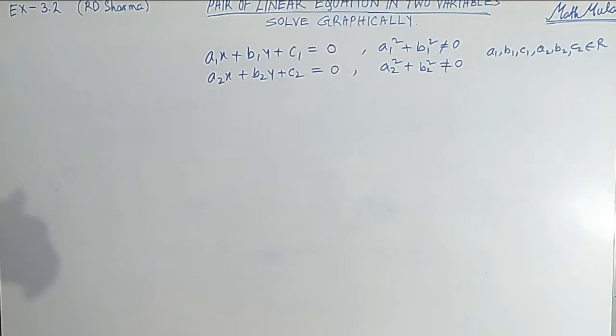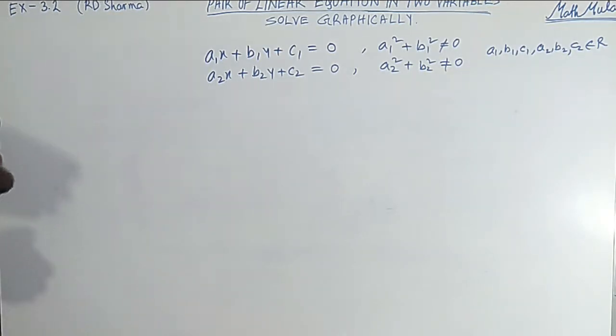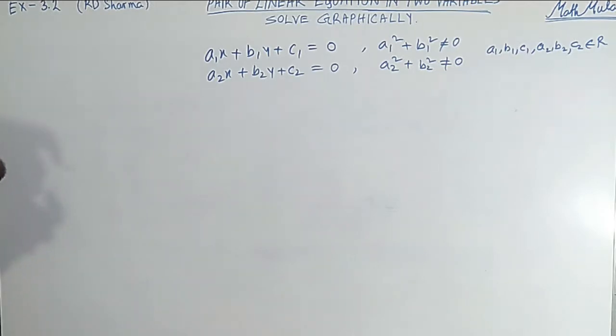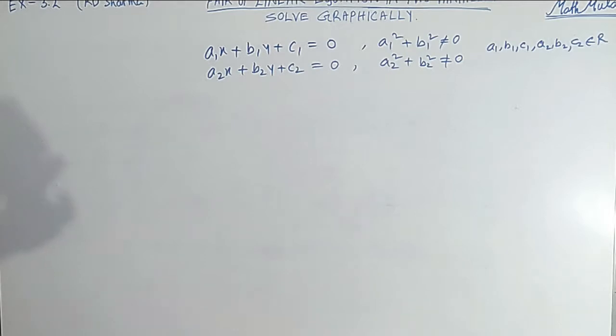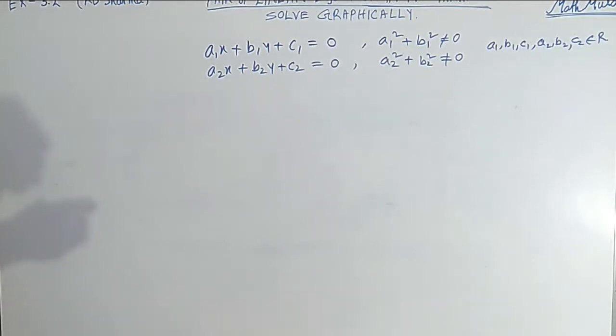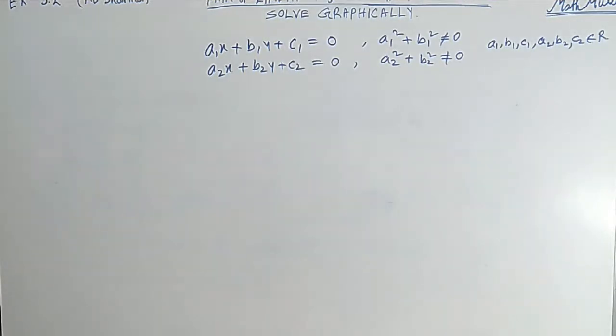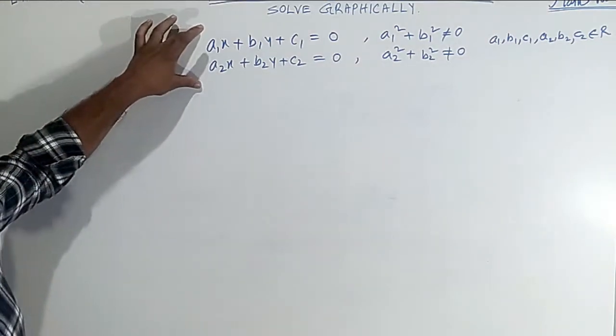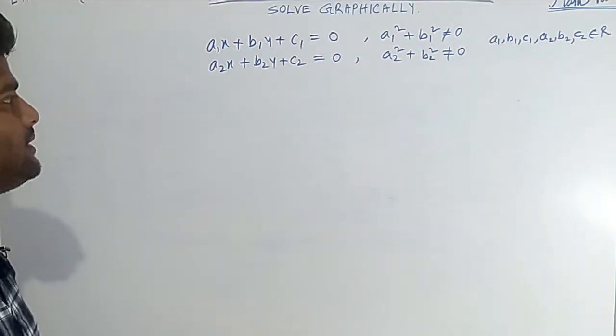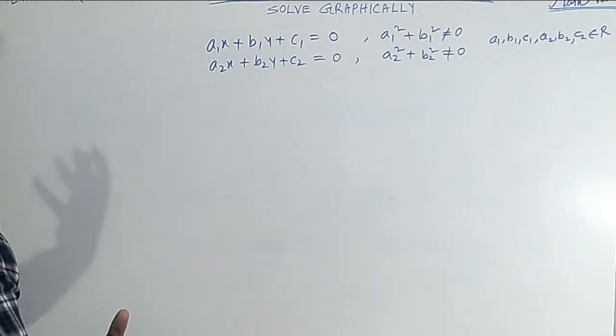a1x plus b1y plus c1 equal to 0. a2x plus b2y plus c2 equals 0. While a1 square plus b1 square not equal to 0 and a2 square plus b2 square not equal to 0. And a1, b1, c1, a2, b2, c2 are all real numbers. Okay. Now we can solve this system of linear equations by graphical method and by algebraical method.